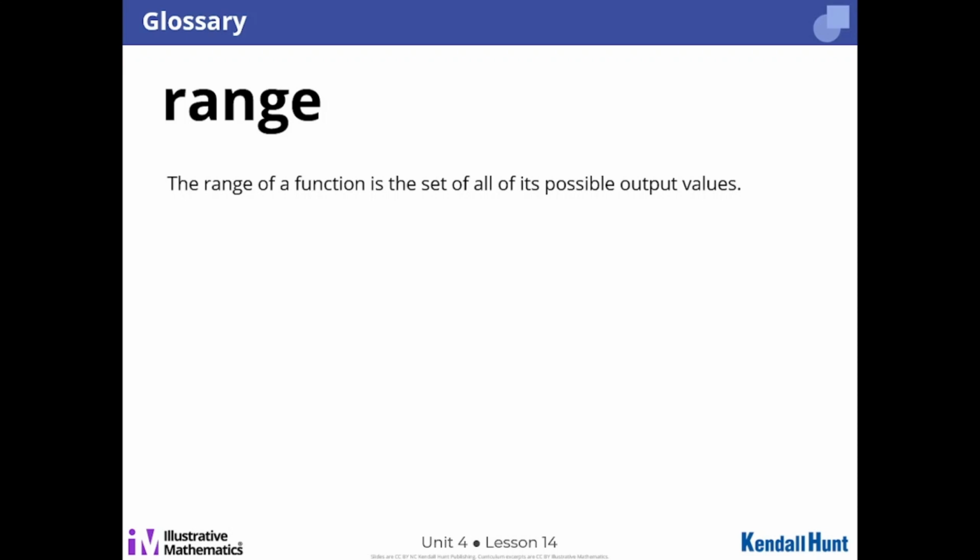Our next glossary term is range, and range is the opposite of domain. The range of a function is the set of all its possible output values. So think about the specific situation you're talking about. Do your numbers have to be positive, or can you have negative outputs? Do your outputs need to be whole numbers, or can they be partial numbers? Do your output numbers need to be a multiple of something, or can they be any number in between? These are the things you want to think about when you're coming up with what your range could be.